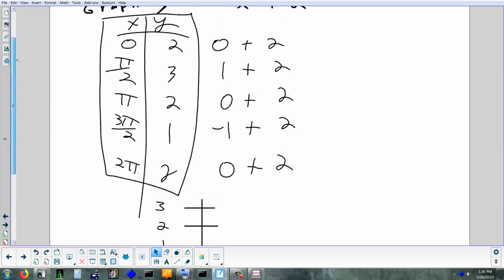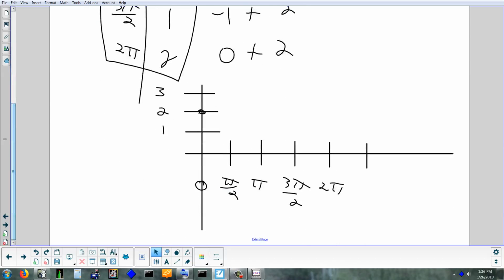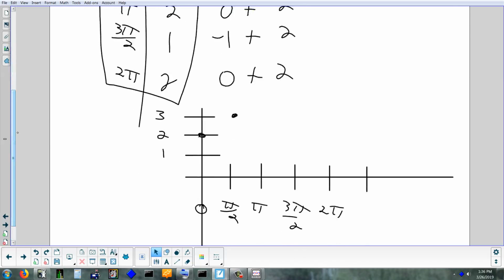Okay, now let's put our points. So we got 0, 2. Pi over 2, we're at 3. Pi, we're back to 2. 3 pi over 2, that's where we hit the lowest value. And 2 pi, back at 2. So there's your sketch. It's your sine function shifted up 2.